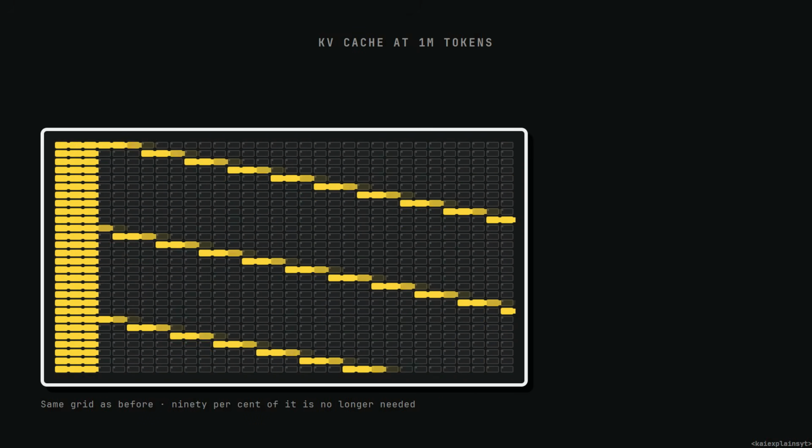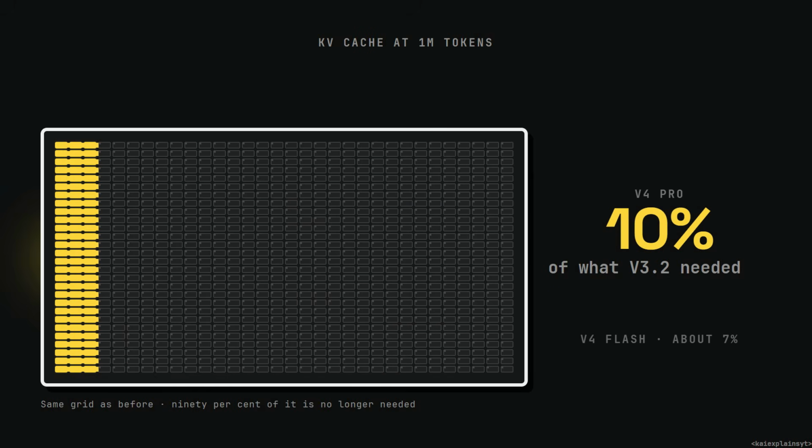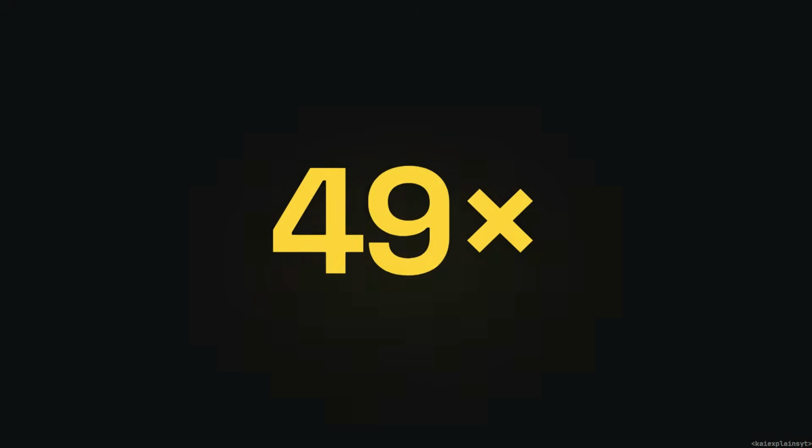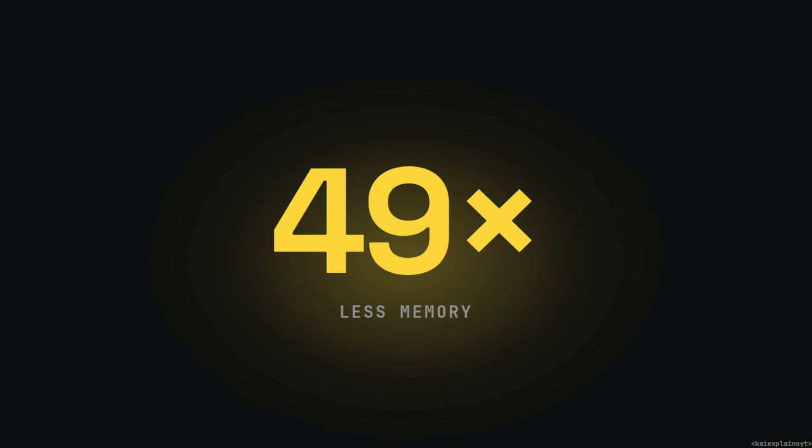I hadn't. Compute moved too. At 1 million context, V4 Pro needs only 27% of the single token inference flops v3.2 needed. Memory and compute drop together, and that's where $0.435 comes from.